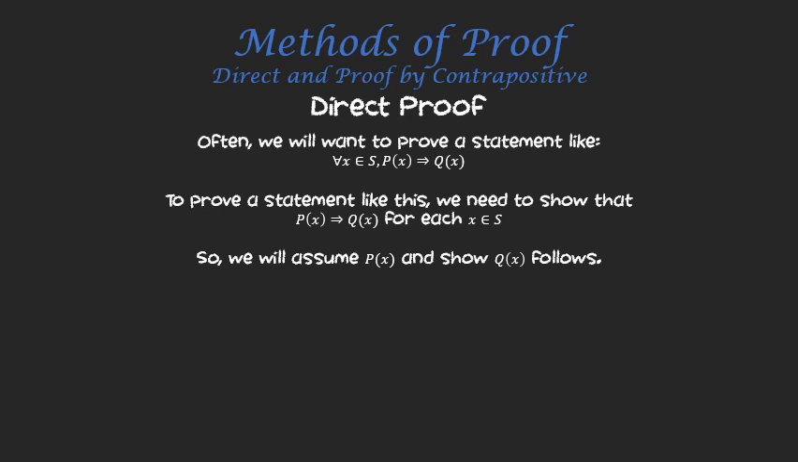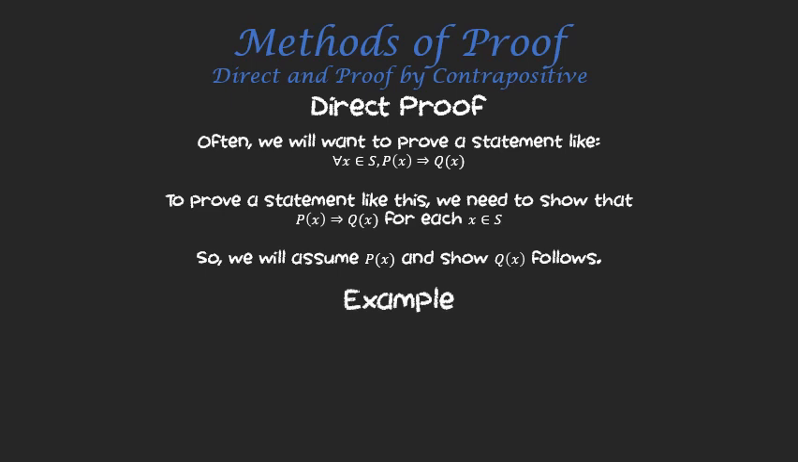So this makes sense with our definition of implication, right? The only time this could be false is if the hypothesis is true and the conclusion is false. And when the hypothesis is false, we don't need to do anything. We know the implication's true. So the only cases we need to look at are when the hypothesis is true. Hence, we'll assume the hypothesis and show the conclusion follows, right? If P of x is true, then Q of x must be true.